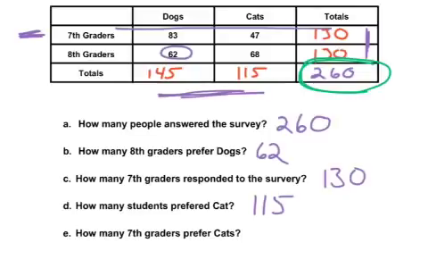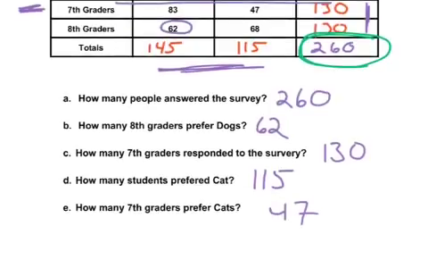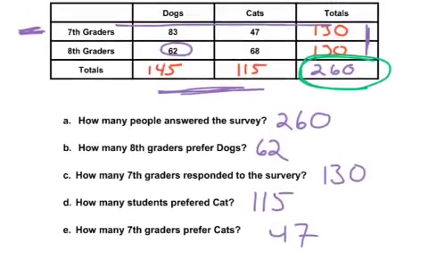Take a look at part E. And part E says, how many 7th graders prefer cats? So now, you're going to look at 7th graders, which is right here, and the cats column, see where they meet. So that would be right here. And Victoria, quickly, how many 7th graders prefer cats? 47. 47. Okay, so there's some basic questions about a table, just grabbing information from the table to get the answers that we're looking for.